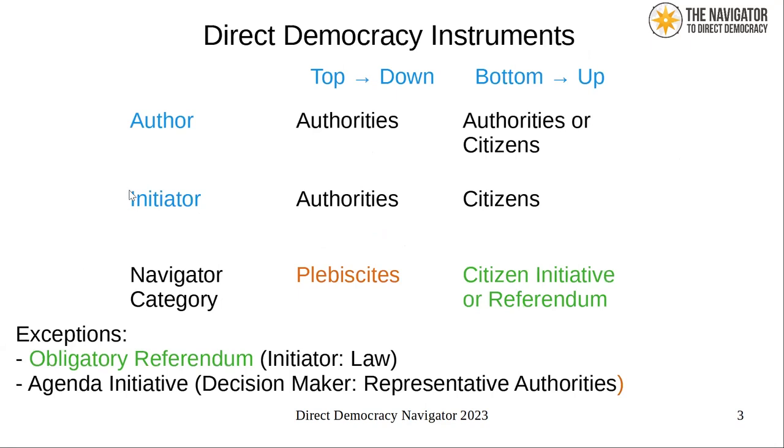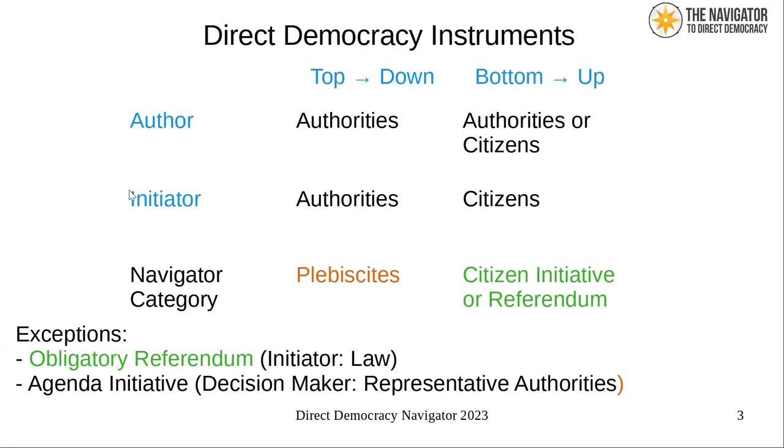In the next version, we have bottom-up instruments. This means that the author of a proposal can be, for example, an authority, but the initiators are always the citizens. In the Navigator, we have two categories of instruments. The first is the citizen initiative, where the citizens have all the power in the sense that they initiate it, of course, but they are also the authors, and finally they decide in the vote. This is what we call a citizen initiative.